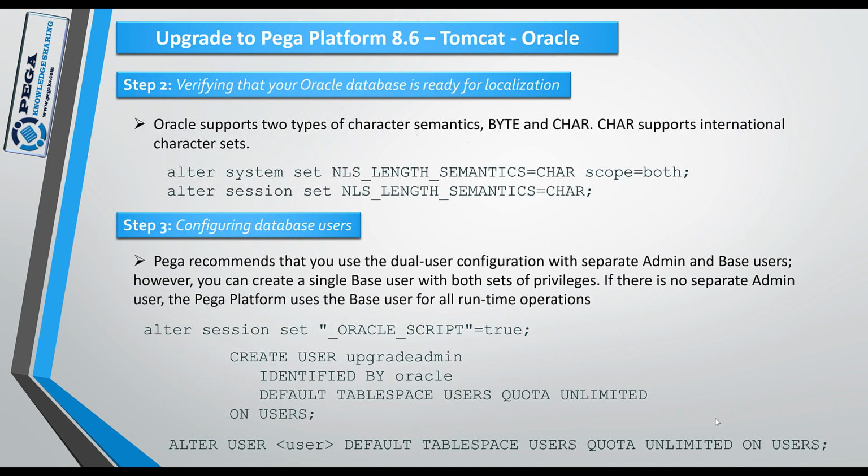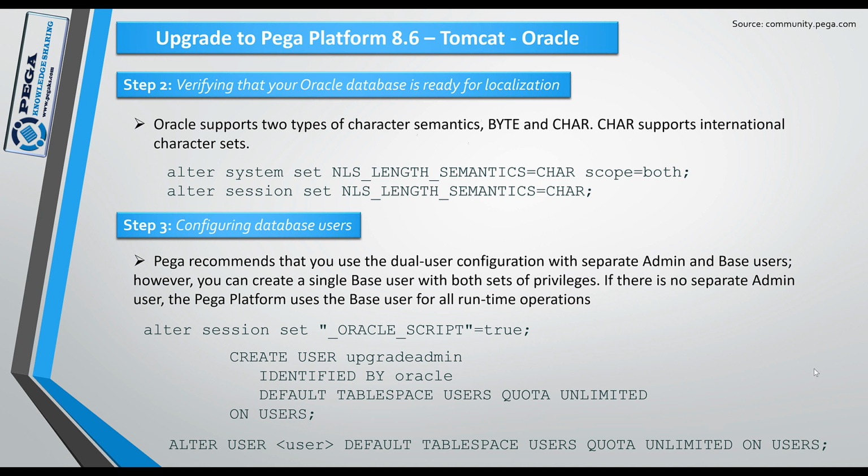Step 2. Verify that your Oracle database is ready for localization. Oracle supports two types of character semantics, byte and char. Char supports international character sets. You can run the following query on your Oracle database to change the semantics to char. Now proceed to step 3, configuring database users. Pega recommends that you use the dual user configuration with a separate admin and base user. However, you can create a single base user with both sets of privileges.